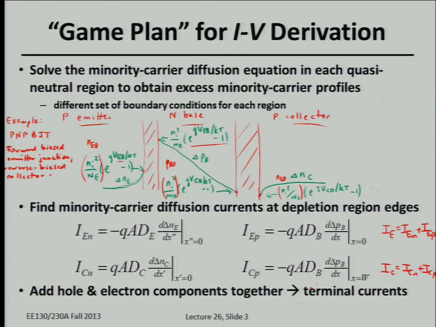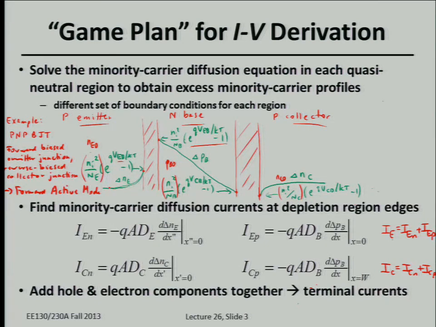So what mode of operation are we illustrating here? Forward active. Very good. So it's the forward active mode, and that's the typical mode used for amplification of signals. So that's the example drawn here. We solve the minority carrier diffusion equations in each of the quasi-neutral regions, and that will give us the excess carrier concentration as a function of distance, which is what I sketched up there.